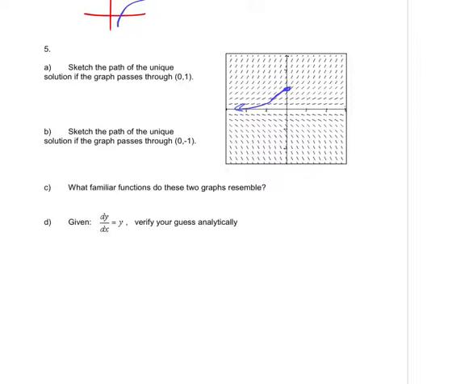Looks like there's an asymptote down there. That was pretty ugly. Let me try it again. Maybe like this. That's a little better. Okay, and then they want a different particular solution for B through 0, negative 1. Okay, over here, slope field looks like it's going this way. And it looks like it's going back toward that same asymptote. Okay, part C, what familiar family of functions do these two solutions resemble? Well, I think these are exponential, aren't they?